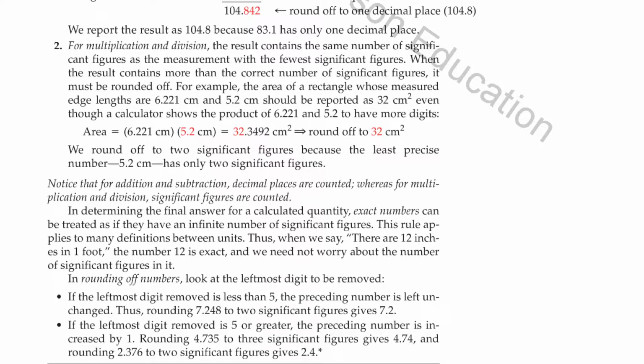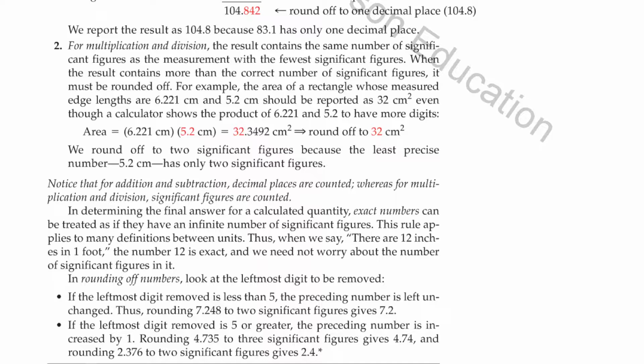In determining the final answer for a calculated quantity, exact numbers can be treated as if they have an infinite number of significant figures. This rule applies to many definitions between units. Thus, we say there are 12 inches in 1 foot. The number 12 is exact, and we need not worry about the number of significant digits in it.